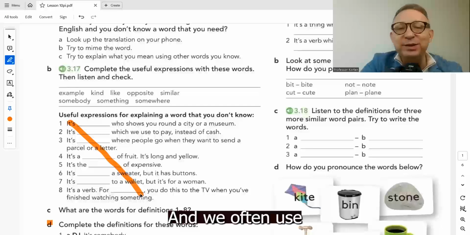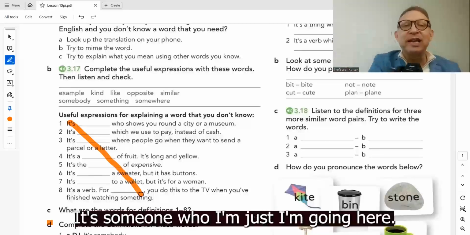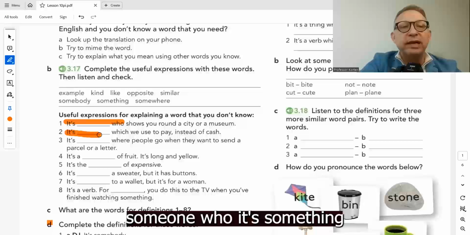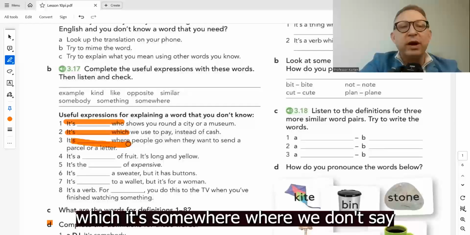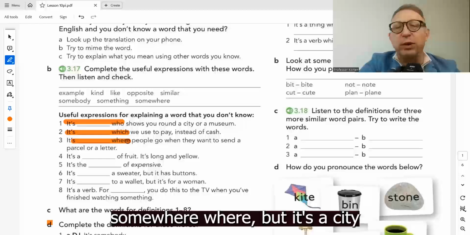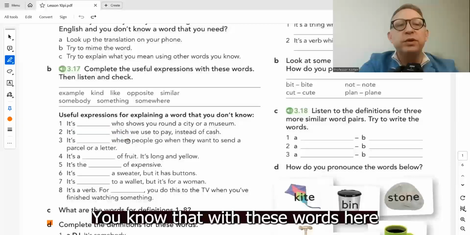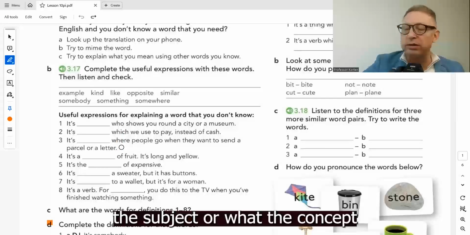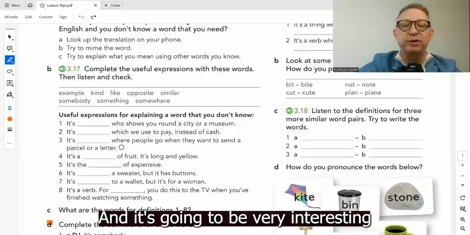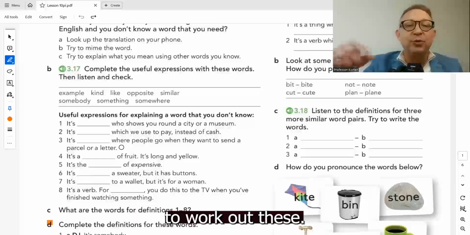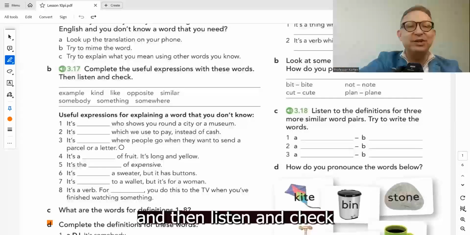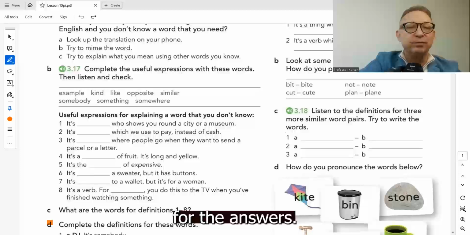And we often use the relative clause to do it. It's someone who, I'm going here. I just look at who and I say, it's someone who, it's something which, it's somewhere where. We don't say somewhere where, but it's a city where, or whatever. You know that with these words here, you get a clue on what the subject or what the idea is. And it's going to be very interesting to work out these. This is a very important exercise. So try it on your own and then listen and check for the answers.